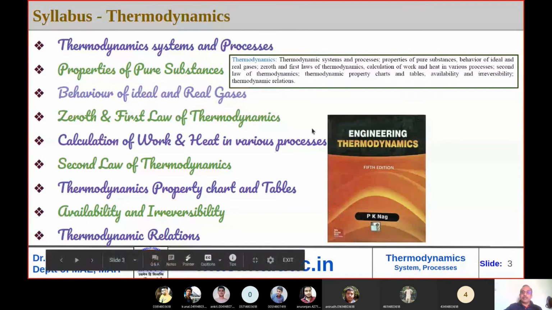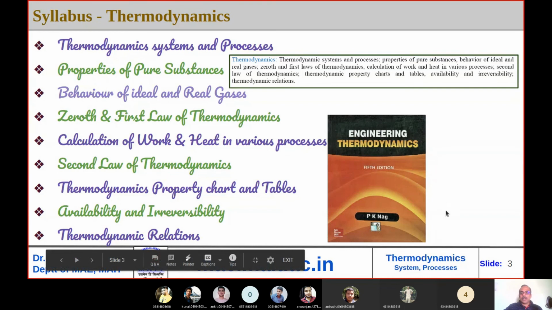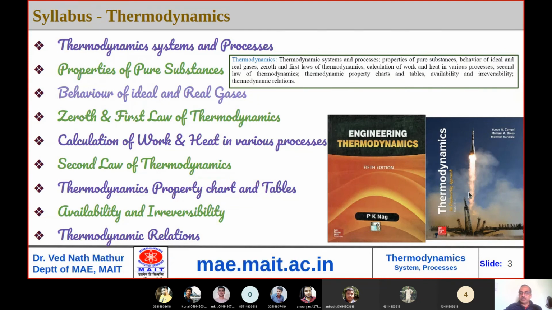I'll be covering the syllabus mainly from this book, Engineering Thermodynamics by P.K. Nag, which we also referred to when we discussed thermal science in the 3rd semester syllabus. But for this course, I'll also be referring to this book called Thermodynamics: An Engineering Approach by Cengel and Boles. I have got a 6th edition copy of this book, and I've made my slides mainly from this book. So most of the theory which I will be covering is from this particular book.